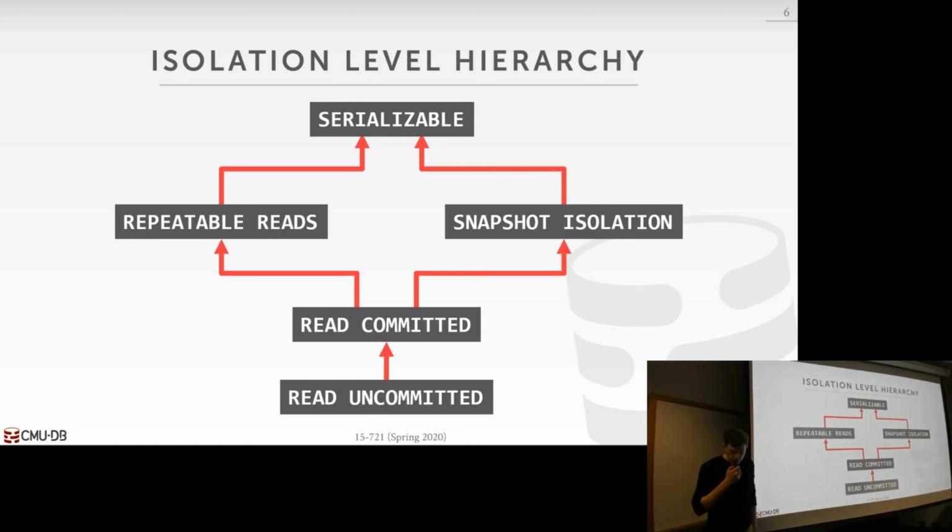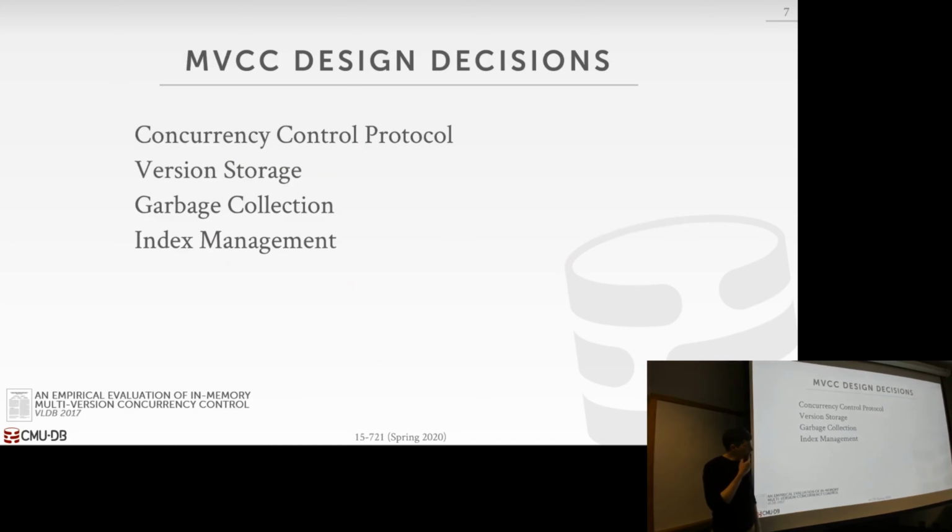All right. So the paper I had you guys read is a sort of overview of the different design decisions you have to make when you build a modern MVCC system. And so despite having the words concurrency control in the name of MVCC, it's more than just concurrency control. The idea of multi-versioning actually permeates throughout the entire architecture of the system.